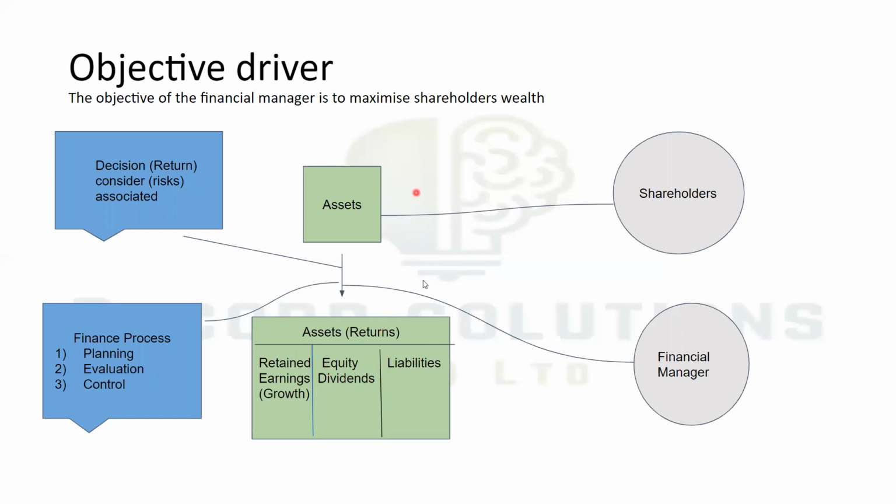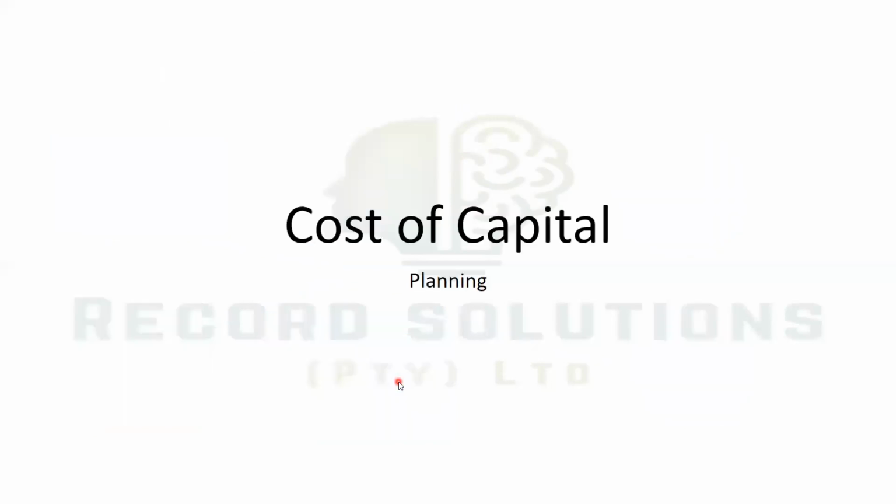So the goal is to lower these costs of capital, because they do affect the overall growth of the company. And our objective is to maximize shareholders' wealth. So we have to know the cost of these funding options, these sources of finance. And that's what we do when we do cost of capital.